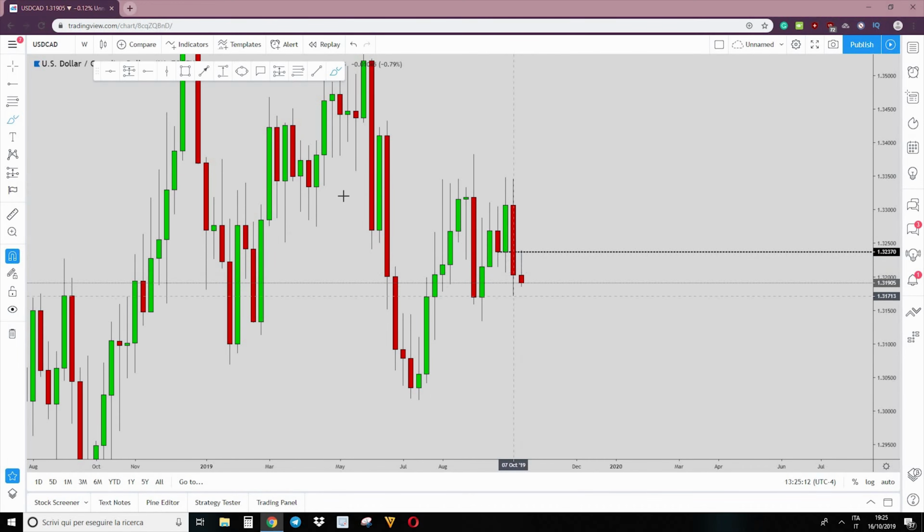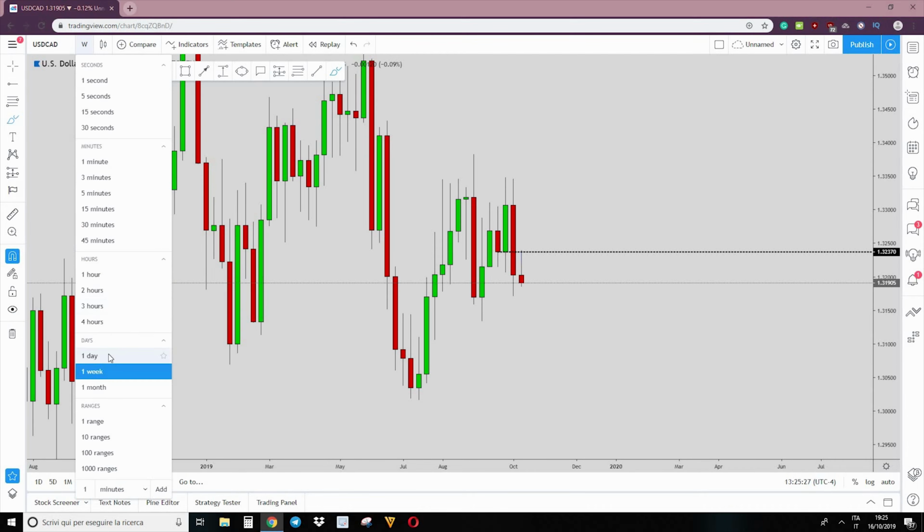Now continuing with our analysis, you're noticing up to this moment that from the monthly and the weekly we have taken a lot of confluence factors, and now by going on the daily we will get even more confluence factors. So let's go on the daily.